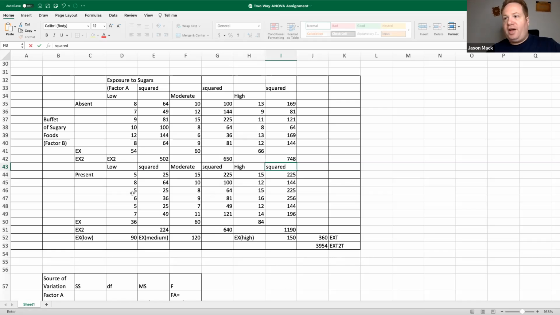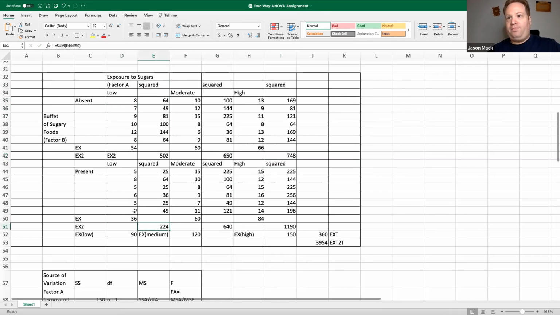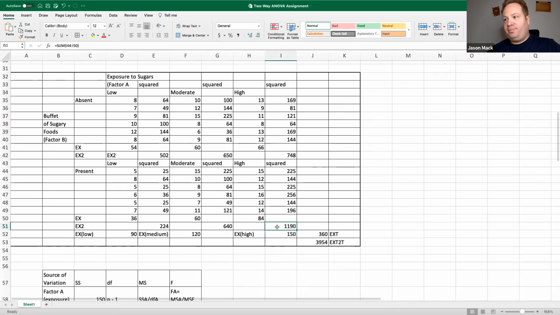Okay, so then I just summed all these, sum of the values, sum of the values, sum of the values. Next, I took and I squared all of these values. So 8 times 8 is 64, 7 times 7 is 49. I squared all these, and then I got the sum of the values right here: 502, 650, 748 for the sum of the values squared for the present condition. Like that, that's where those came from.